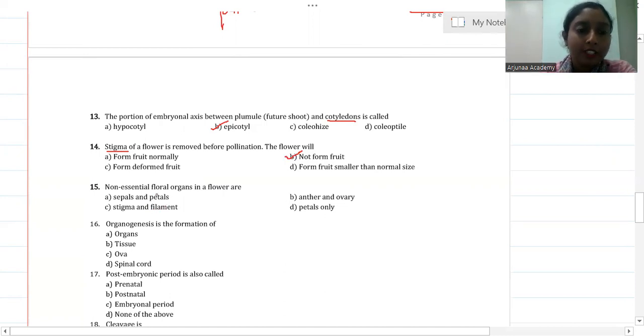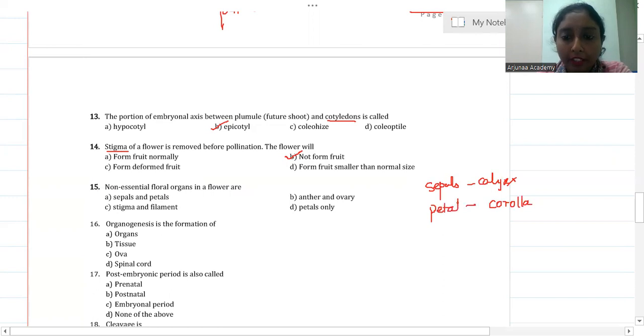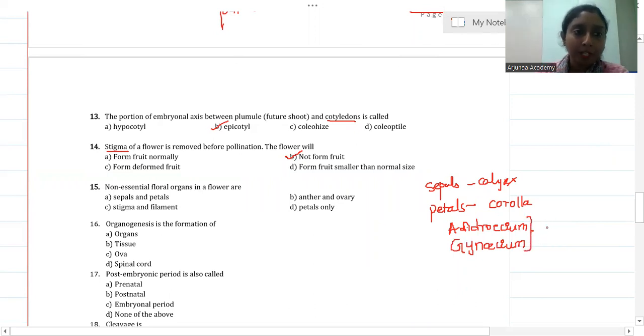Then, non-essential floral organs in a flower are. In the flower we have four whorls. Out of that, the first whorl is calyx, consisting of sepals, and then corolla is the other whorl. Corolla consists of petals, and then we have androecium and gynoecium. Out of these four whorls, the last two, androecium and gynoecium, are the reproductive structures. So they are considered as the reproductive whorls.